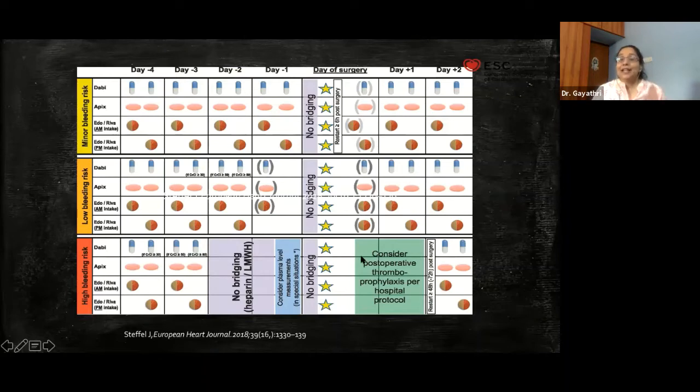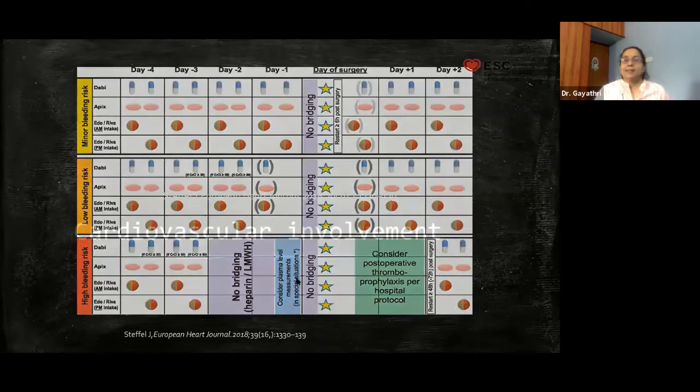And even for the next 24, 48 to 72 hours, up to 72 hours, we are not going to start oral anticoagulants. Depending upon the hospital protocol, we may start thromboprophylaxis, but no anticoagulants up to at least 48 or 72 hours post-surgery.